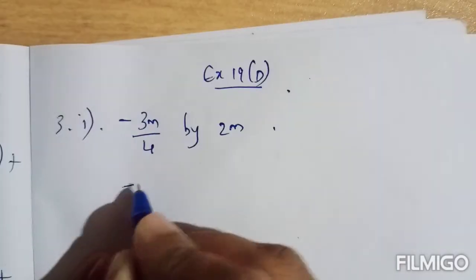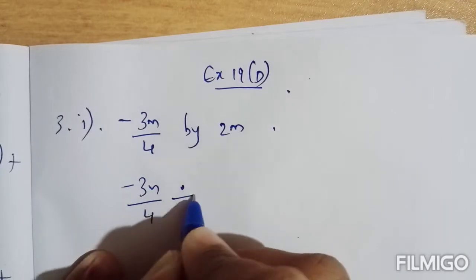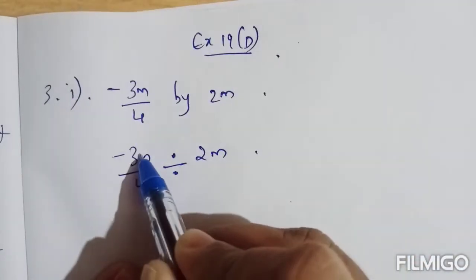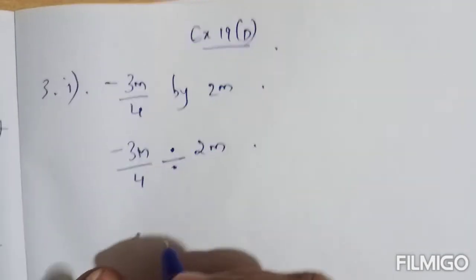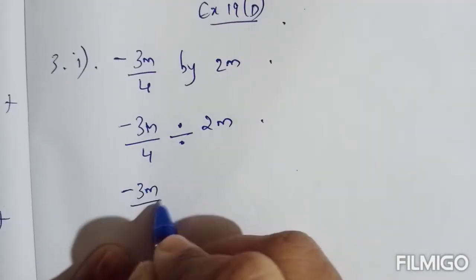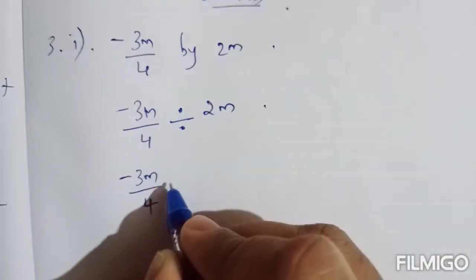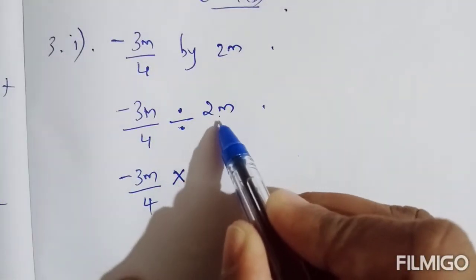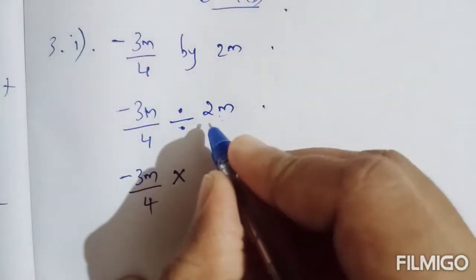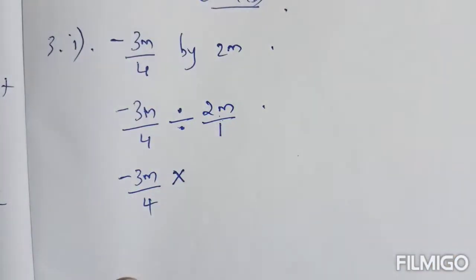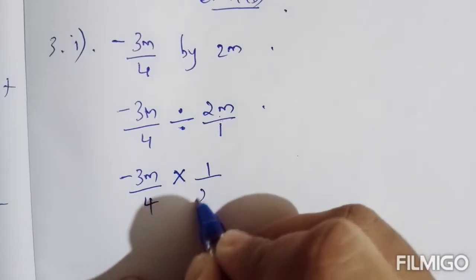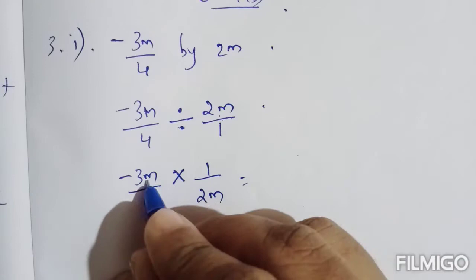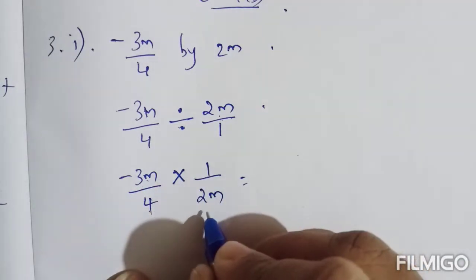Minus 3m by 4 you have to divide by 2m. So division of fractions, we will write the dividend first, that is minus 3m by 4. Then division sign, replace that by multiplication sign. Take the reciprocal of the divisor, that is 2m means 2m by 1. On taking its reciprocal it will be 1 by 2m. Okay, now you can multiply this minus 3m by 4 into 1 by 2m.